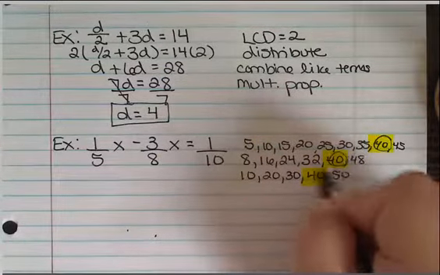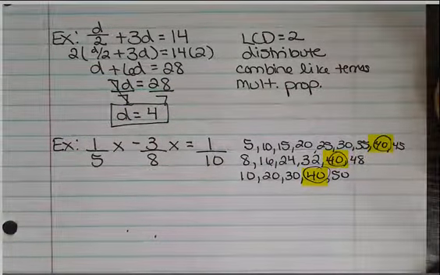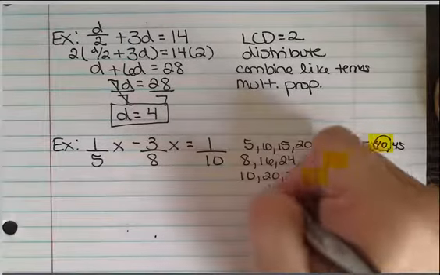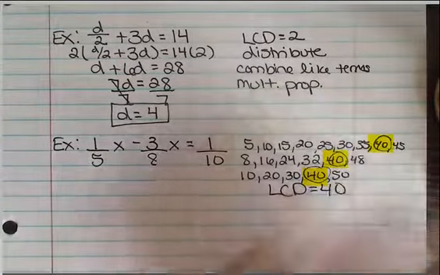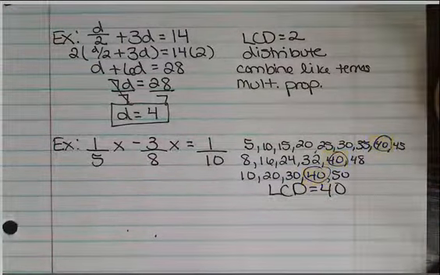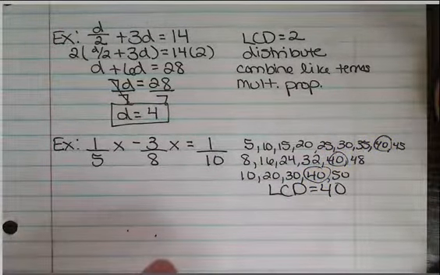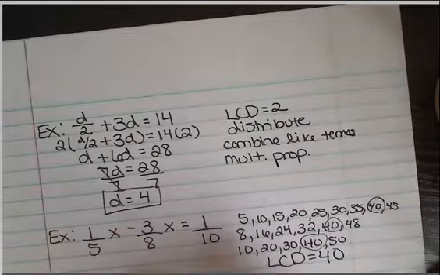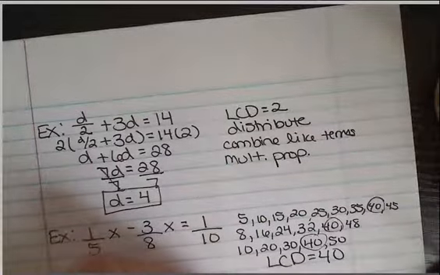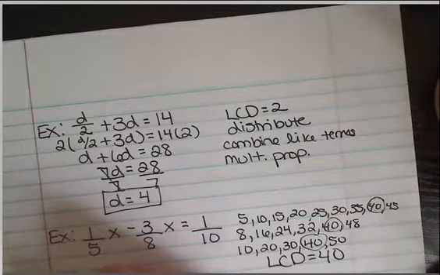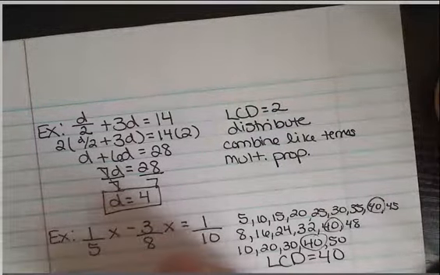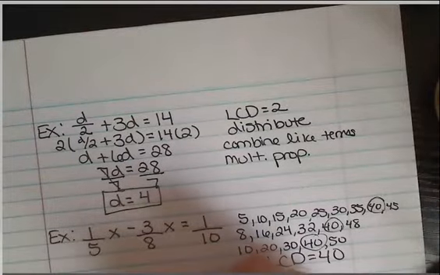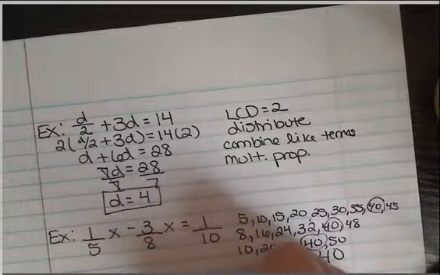Okay, so what does that mean? That means we're taking everything times 40. And that sounds way worse than it actually is. So we have 40 times 1 over 5 x minus 3 over 8 x equals 1 over 10 times 40. Oh, excuse me, sorry, I didn't mean to pull that down. Okay, so this 40 has to distribute into each of these things. So we're going to distribute.